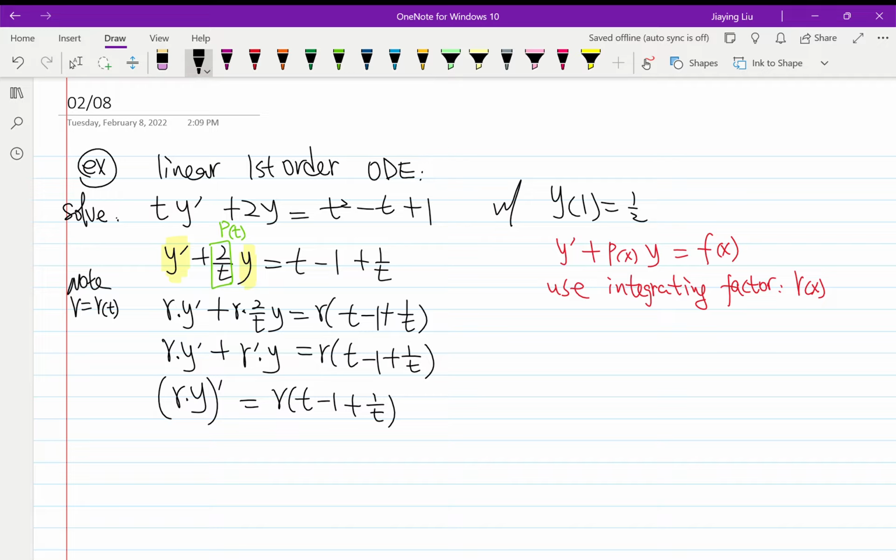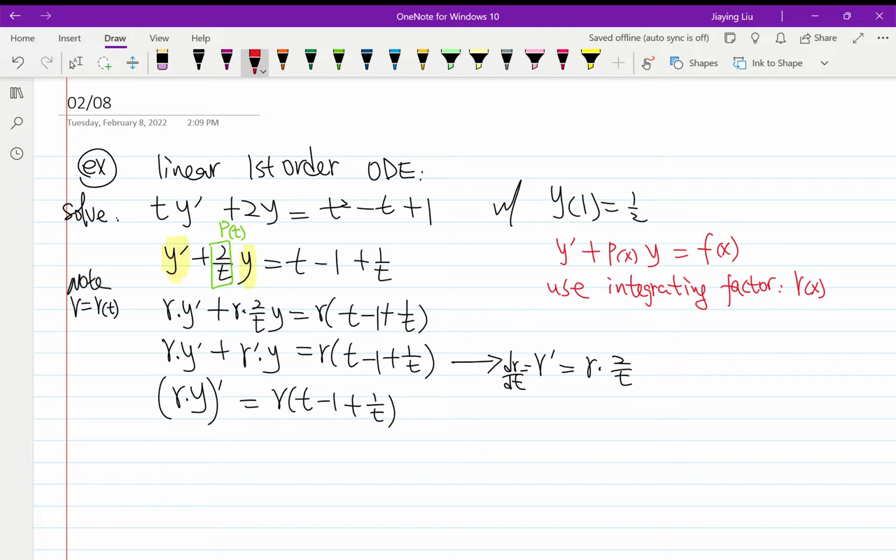All right, we can stop there because we don't know r, so we can't really solve. But from the second to last equation I had, we can figure out that the derivative of r is equal to r times 2 over t, which is equivalent to dr/dt equals r times 2 over t. We can solve for r from here by using separation of variables, or you can just use a formula which is given.